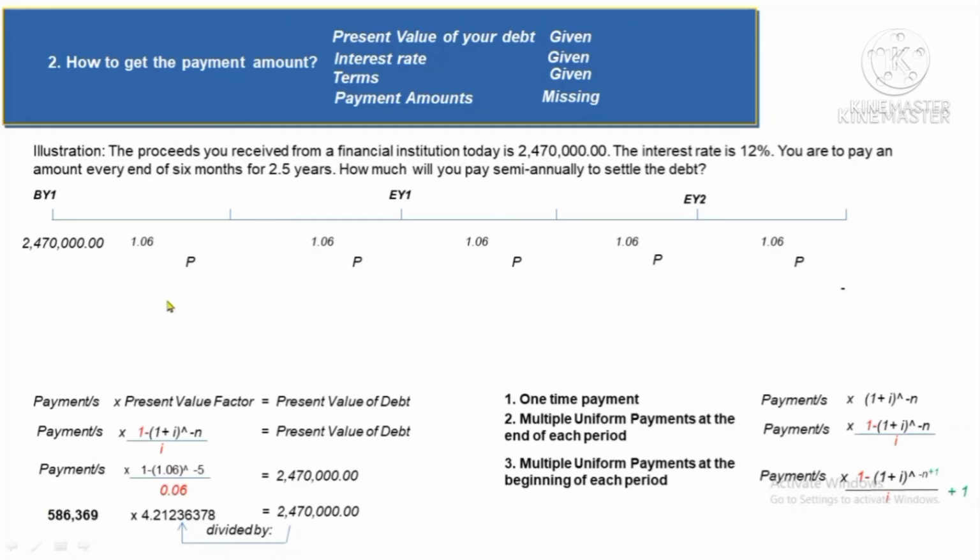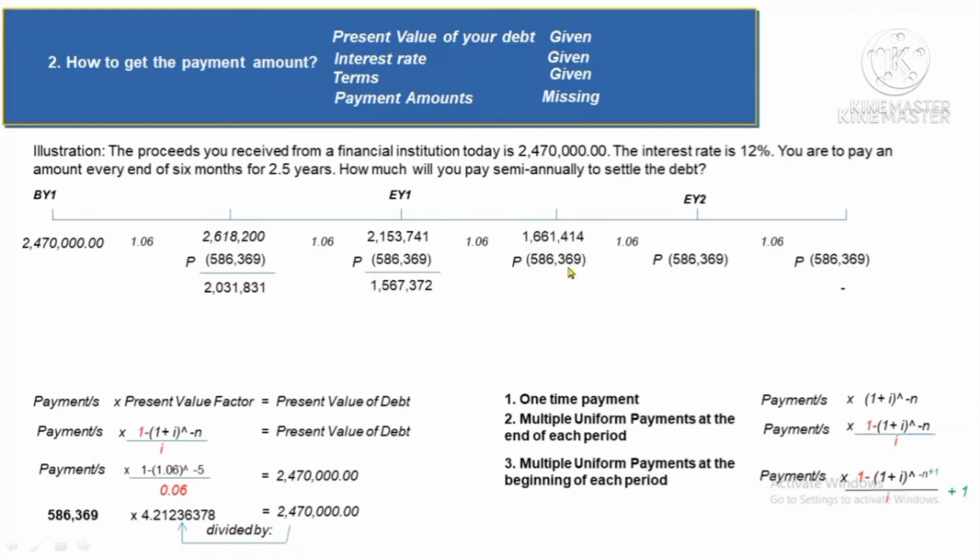Let's check if our answer is correct. We have to put the payments here and here and here and here and of course here, and let's see if our liability will be 0 after 2.5 years. So let's start. 2,470,000 times 1.06, you have 2,618,200. However, you're going to pay the first 586,369, then you will only have 2,031,831 times 1.06. We have 2,153,741 minus 586,369. We have 1,567,372 times 1.06 minus the third payment.